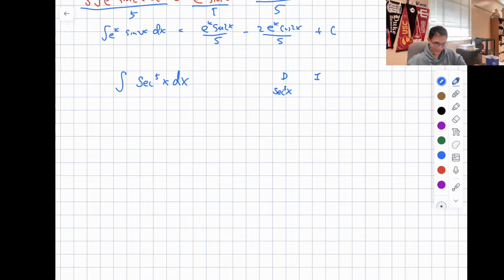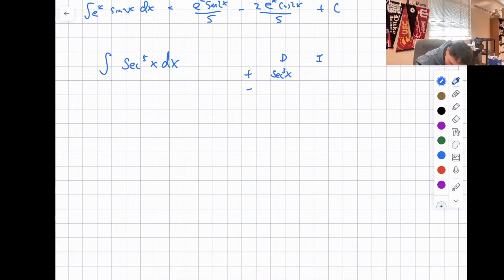Okay, so why do I choose dv equal to secant cubed x? Why did I decide that? Because the integral of secant squared x is something, right? What is it? I don't remember. Oh, it's tangent. Okay, good. I was actually going to check. So that's going to give you secant squared of x, and that's going to be tangent of x.